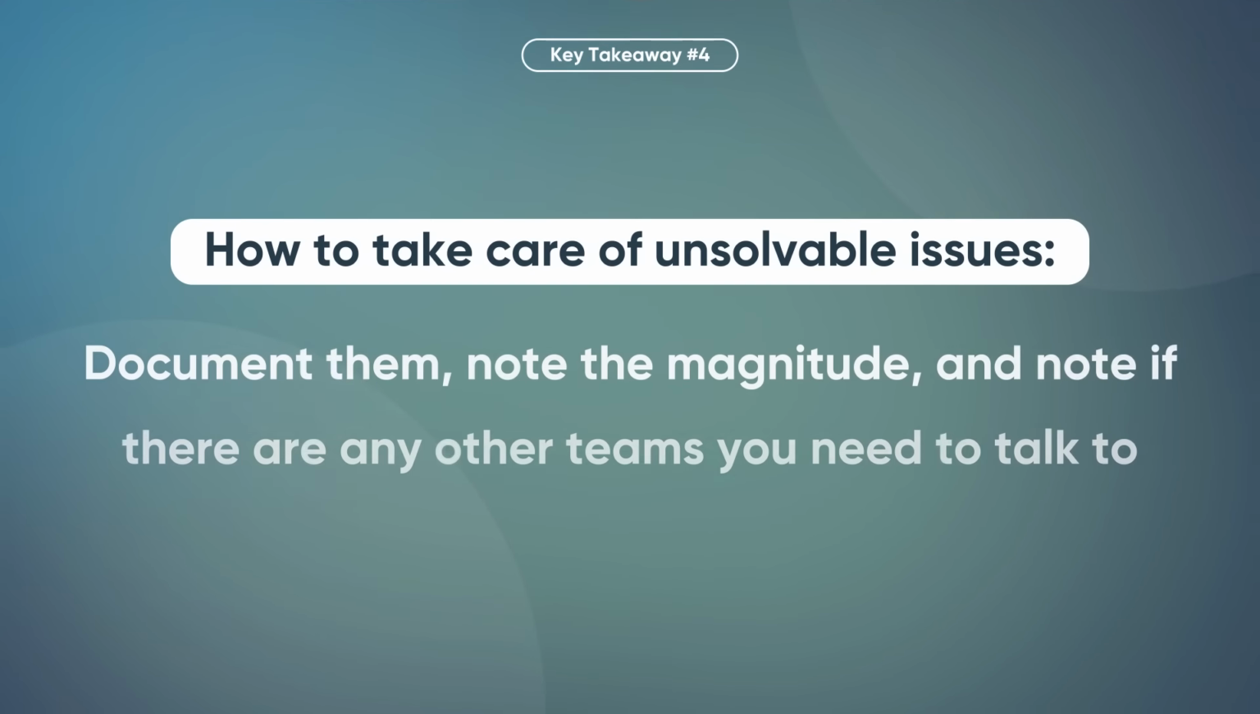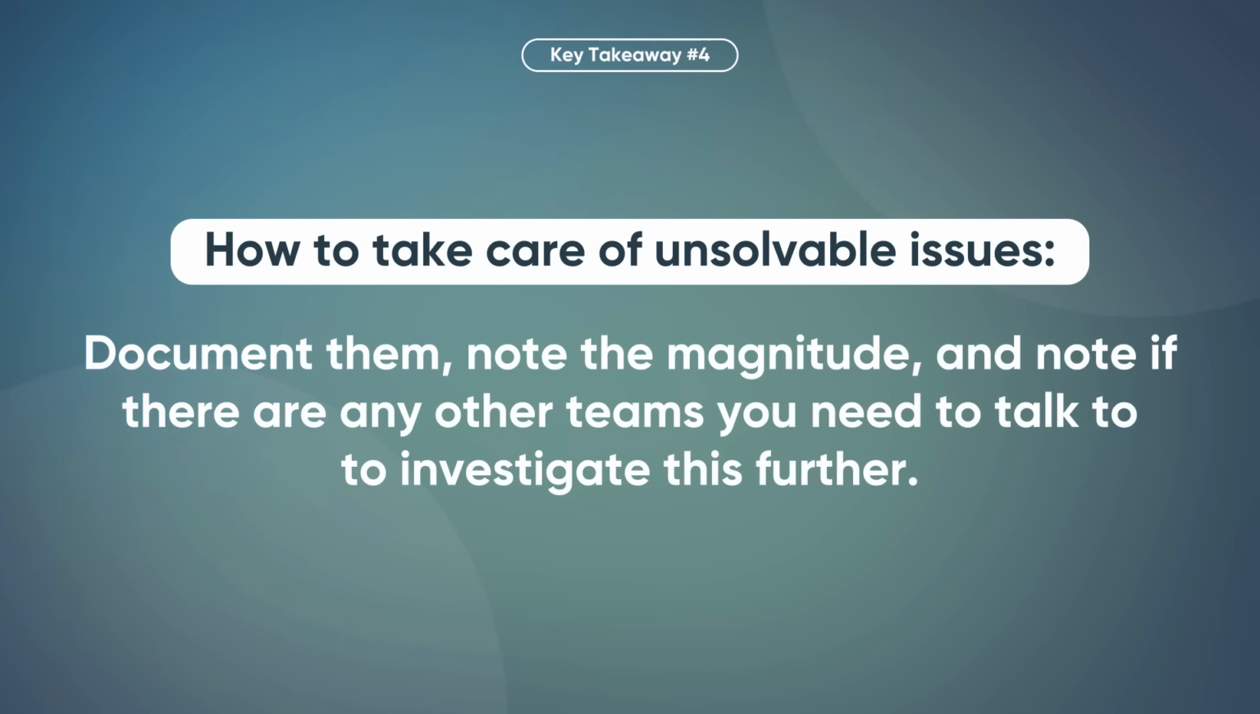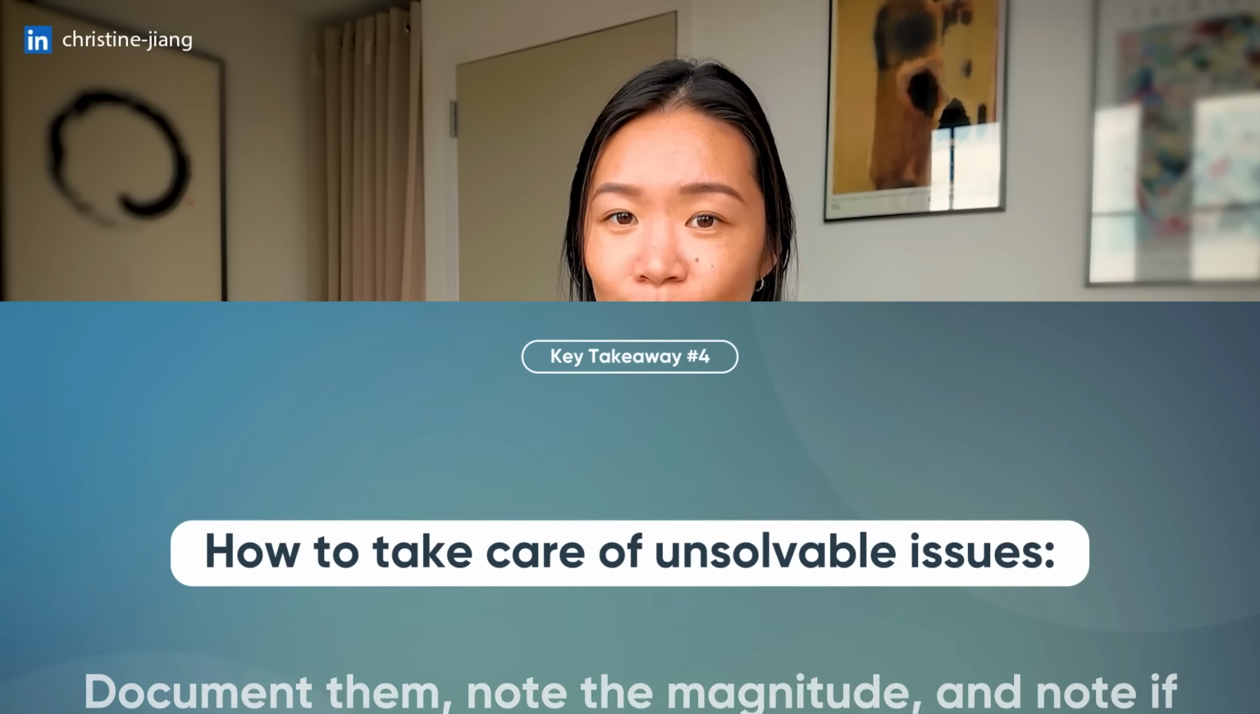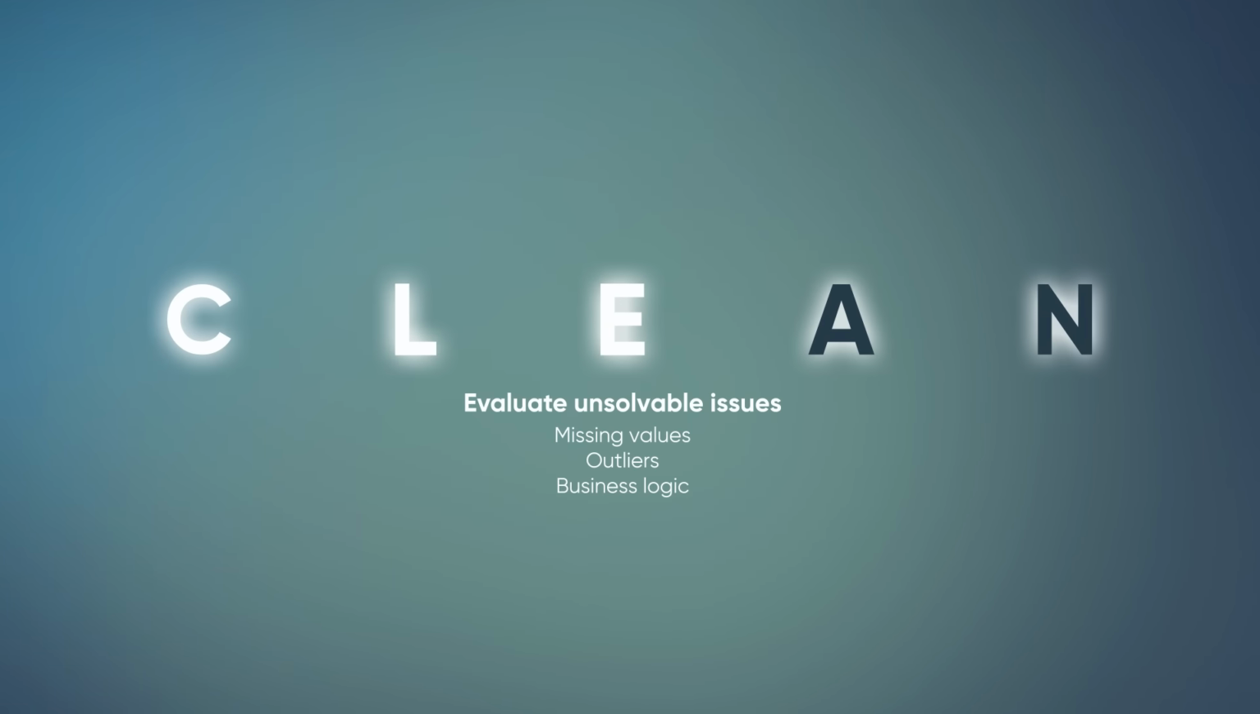So to summarize how to take care of unsolvable issues, most of the time you just want to document them, note down the magnitude, and also note down if there are any other teams that you need to talk to to investigate this further. In your portfolio projects, the main point is that you've documented this and that it's somewhere in your project write-up for transparency.